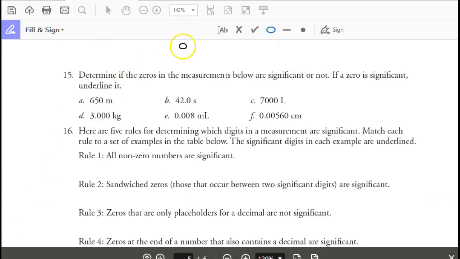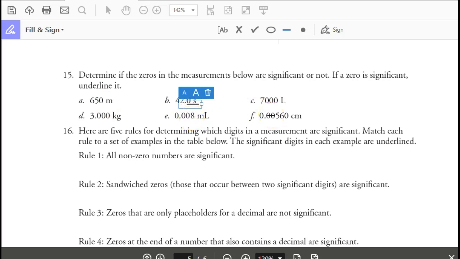Okay, number 15. Determine if the zeros in the measurement below are significant or not. If a zero is significant, underline it. So if we look at this first measurement, 650 meters, this zero is actually not significant. There's no decimal point, so this is an implied decimal point. So whenever there's an implied decimal point, the zero is not significant. For this one, however, it does have a decimal point. So this one is significant right here.